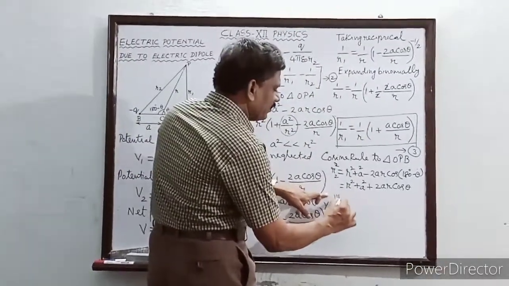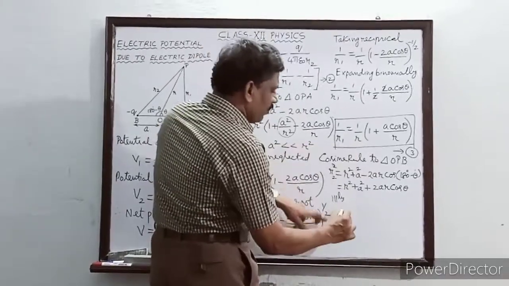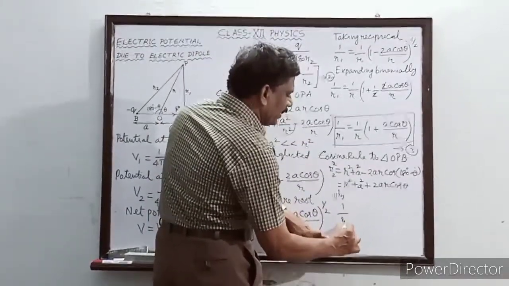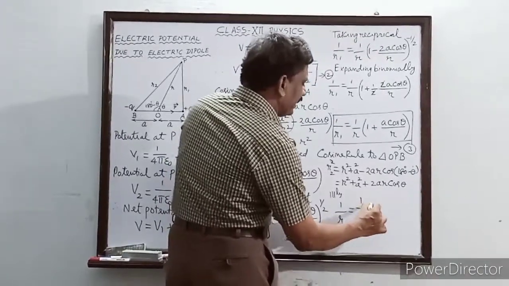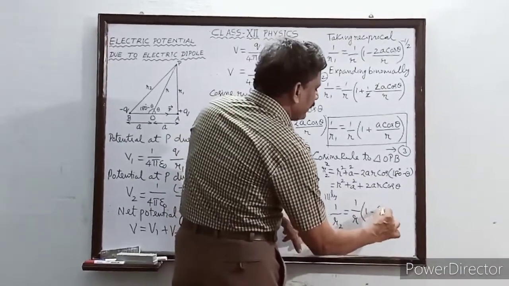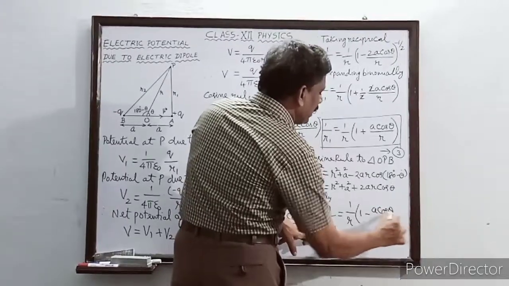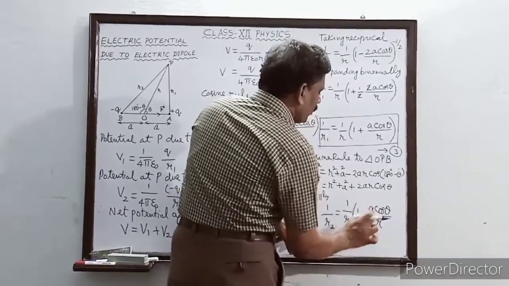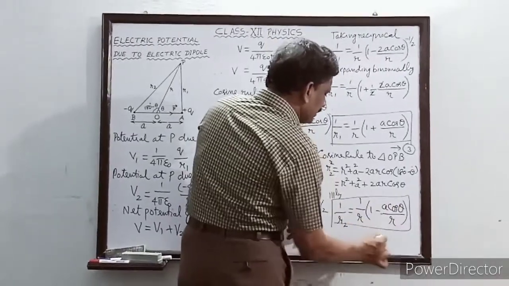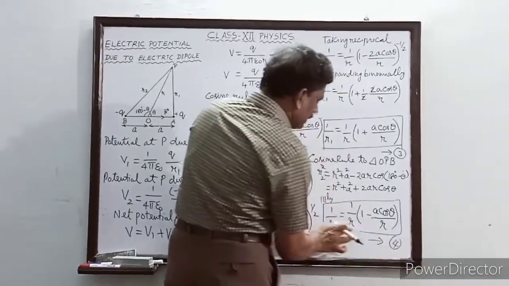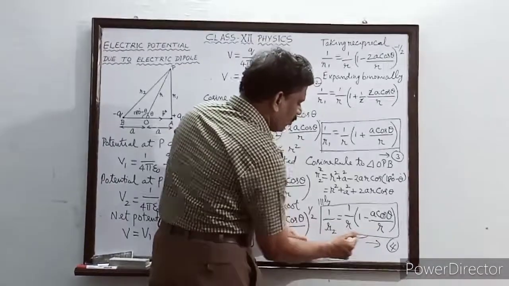Similarly, in place of 1 by r1, I am going to write 1 by r2 is equal to what? What will you get finally? And this is equal to 1 by r into 1 minus a cos theta by r. You will get 1 minus a cos theta by r. Therefore, this is equation number 4.